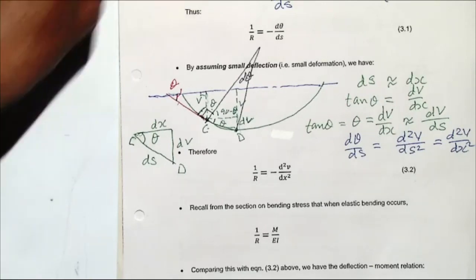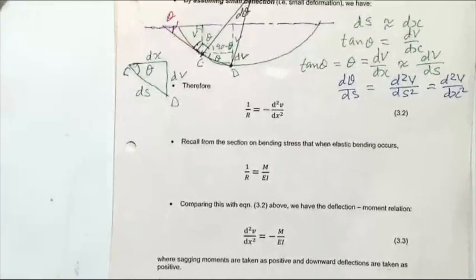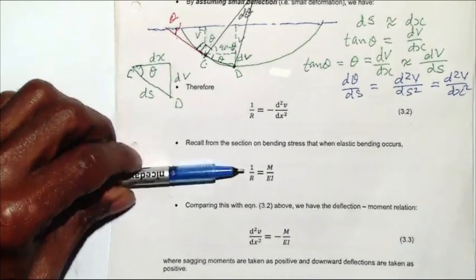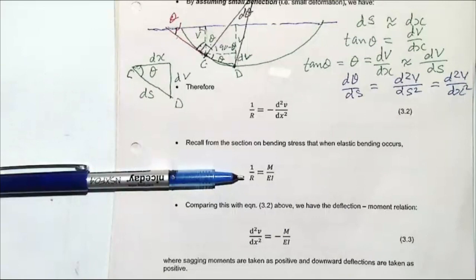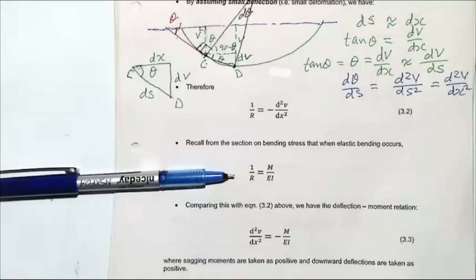Because if you recall what we did last week when we were talking about bending moment, we showed that 1 over the radius of curvature is also equal to the bending moment divided by the modulus and the second moment of area. So we now have 3.2 and that. I can equate them together.